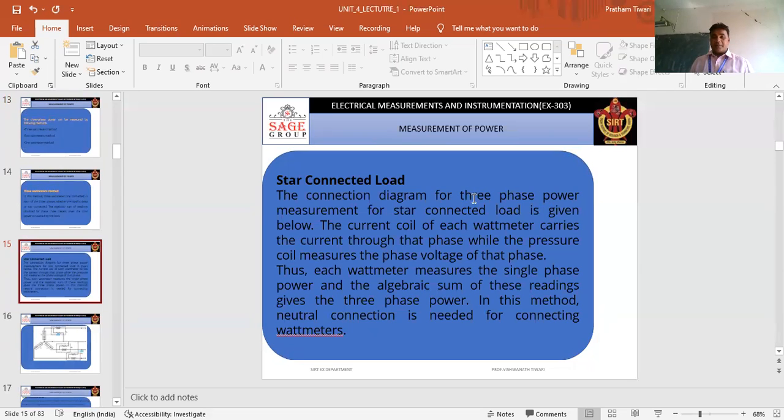Star connection in three-phase AC circuit. There are two types of connection we have to use. Number one is star connected load, and second is delta connected load. Now we will discuss star connected load. The connection diagram for the three-phase power measured for star connected load is given below. The current coil of each wattmeter carries the current of that phase, while the pressure coil measures the phase voltage of the phase. Thus, each wattmeter measures the single phase power, and the algebraic sum of these readings gives the three-phase power. In this method, neutral connection is needed for connecting the wattmeter.